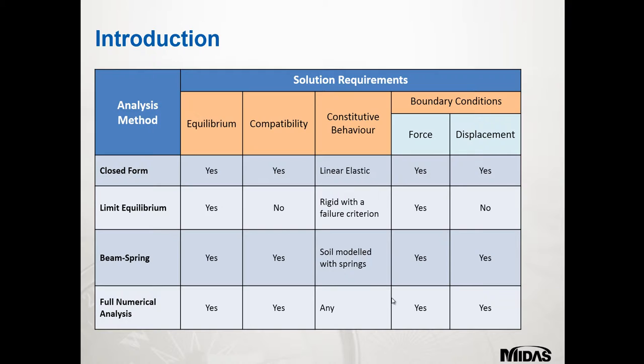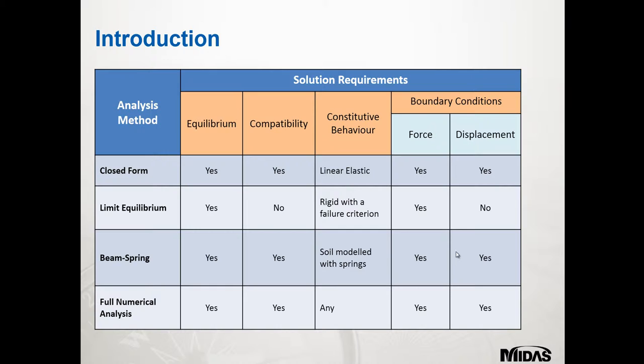So just to give you an inkling into the analysis method. Here you can see the comparison of different analysis approaches on the basis of conditions which we just discussed in the previous slide. For practical situations, limit equilibrium, beam spring or full numerical approaches are used. Beam springs and numerical analysis methods are clearly advantageous over limit equilibrium, as the compatibility and boundary conditions for displacement equilibrium are satisfied automatically. So the modelling that you carry out can be satisfied automatically within the program.